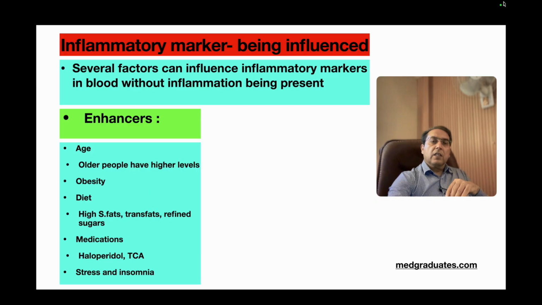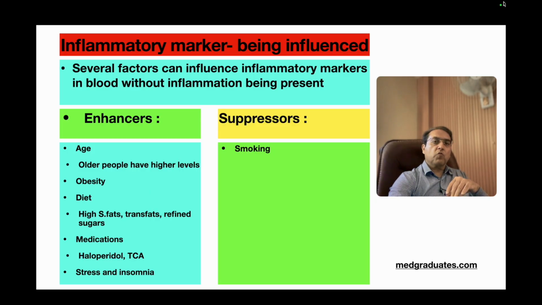And then let's see the factors which can decrease the inflammatory markers. Smoking is one which can reduce the inflammatory markers. And then certain medicines, for example, statins, can decrease the inflammatory markers. Immunosuppressants can decrease the inflammatory markers.